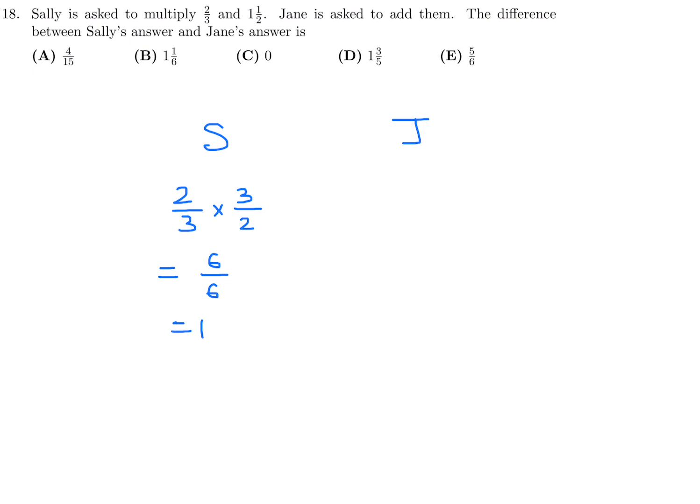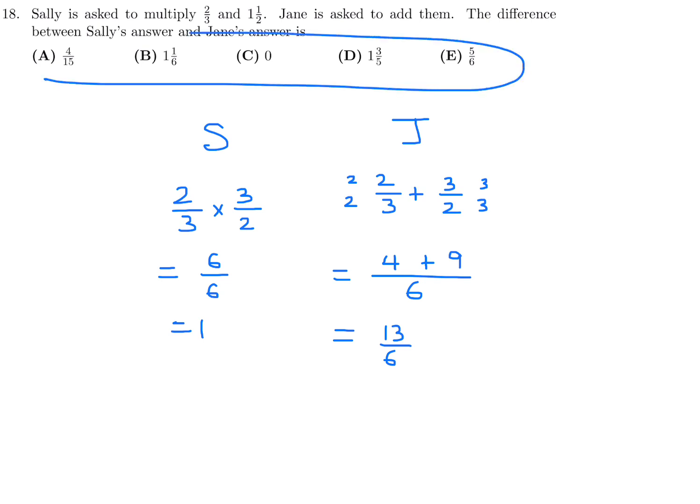Jane is asked to add these two. 2/3 plus 3/2. Correct? So get a common denominator, add them, and we get 4 plus 9 over 6. So that's 13/6. And now we have to take the difference, right? And all the answer choices are positive, so I'm assuming that they want the positive difference.